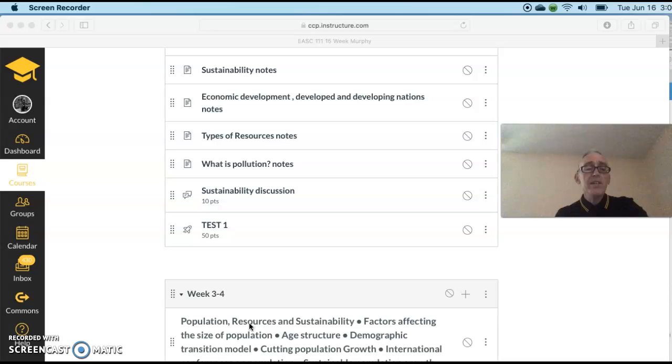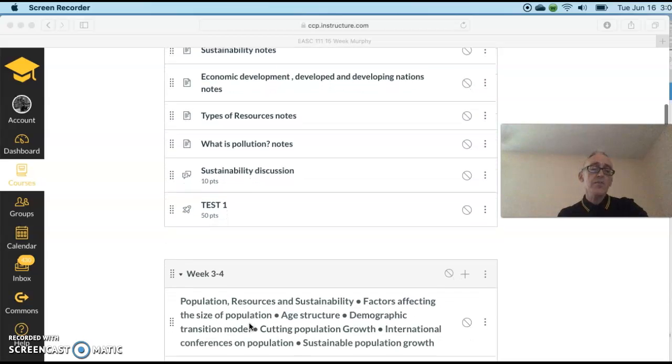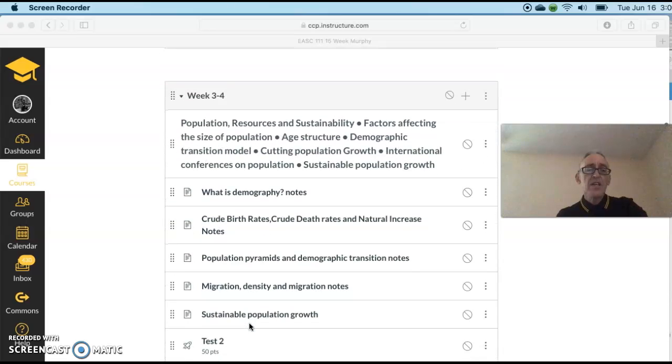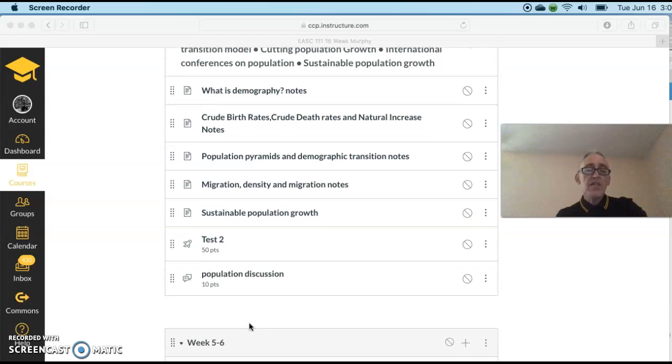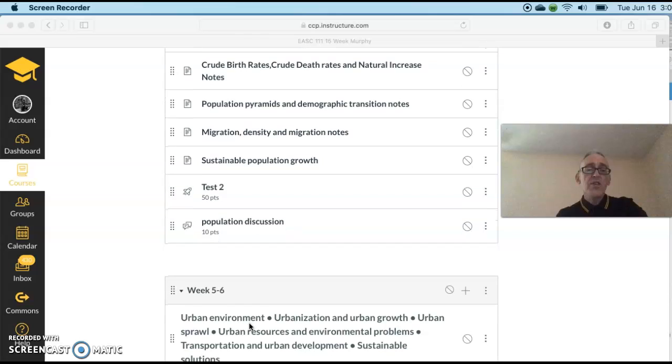Okay, and then we're going to move into population, a major topic with regards to the environment. And again, we'll have a test and a population discussion. And then after that, we move into the urban environment.